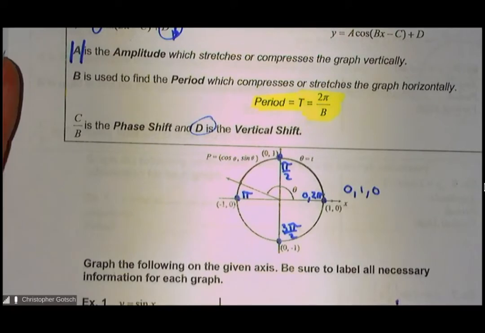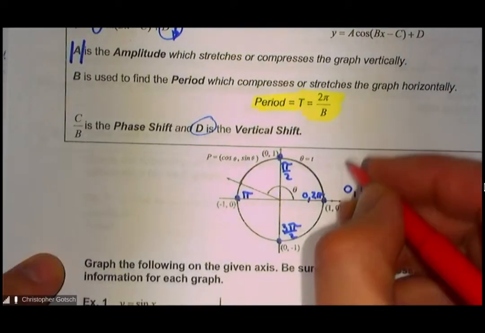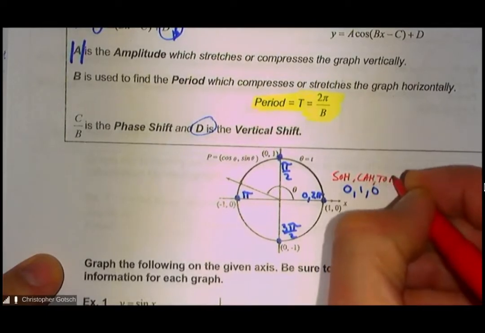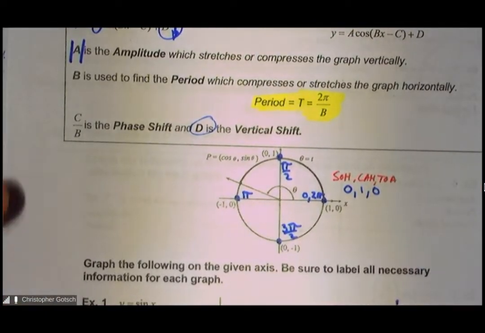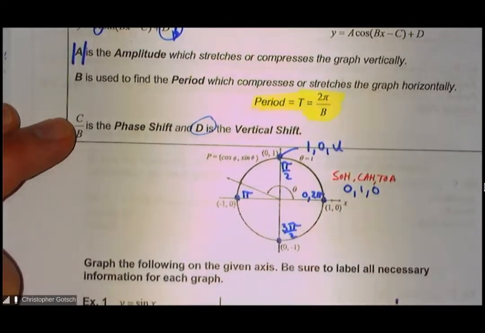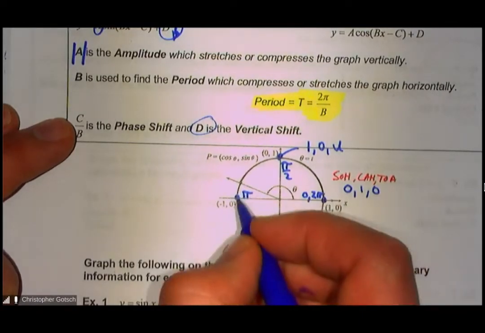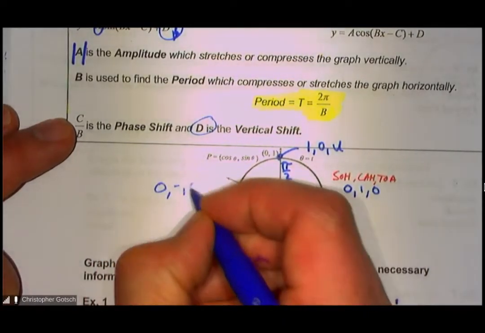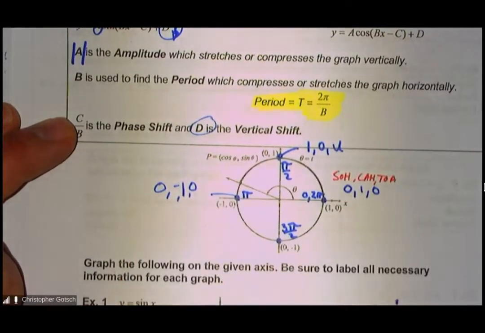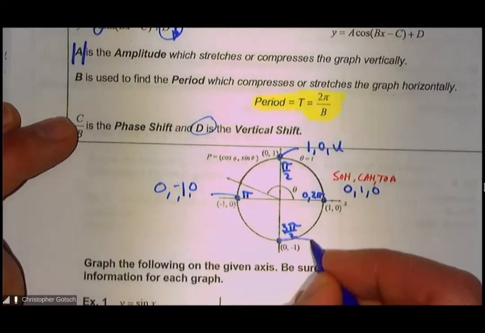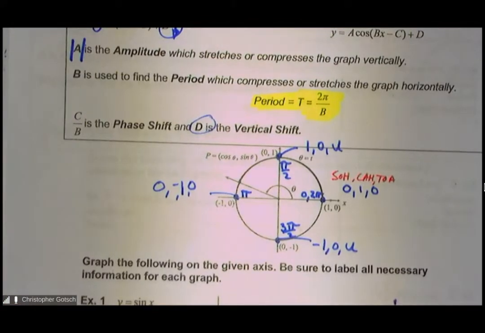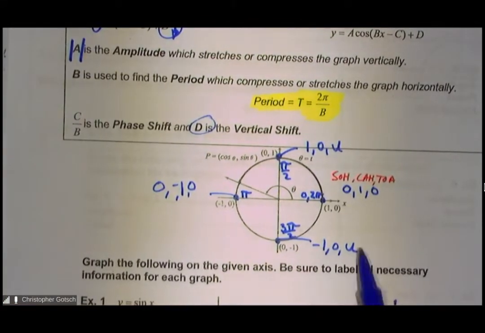Reminder, that is in terms of our famous phrase, SOHCAHTOA. And we go through and we got all these other ones up here. That's 1, 0, undefined in terms of SOHCAHTOA. This is 0, negative 1, 0, in terms of SOHCAHTOA. And then last but not least, we have down here negative 1, 0, and undefined for SOHCAHTOA at 3 pi over 2.